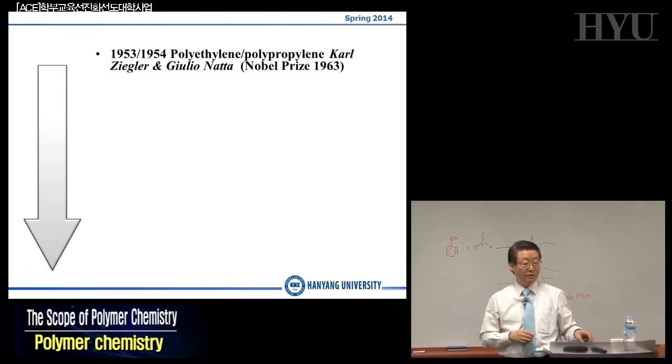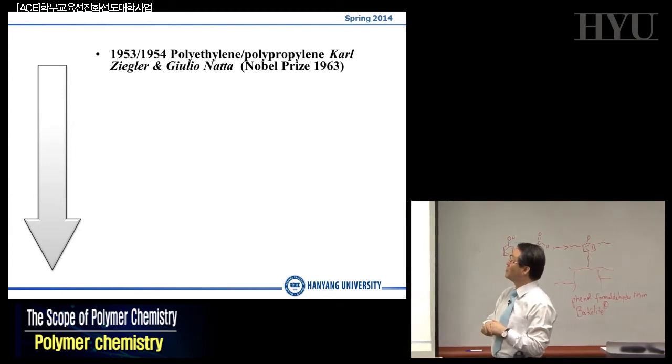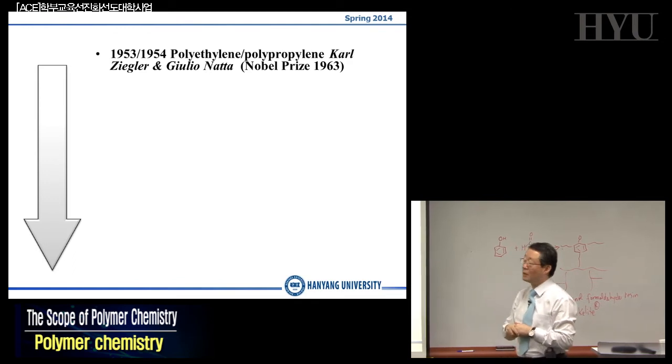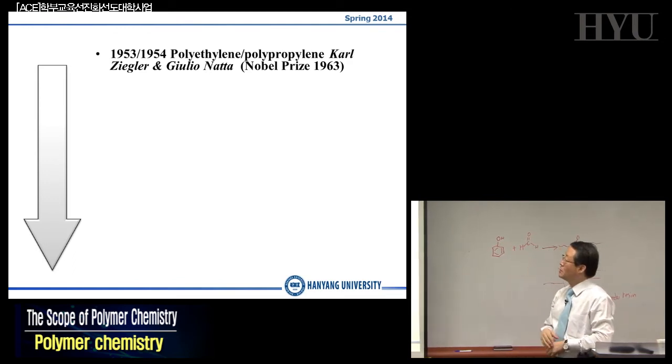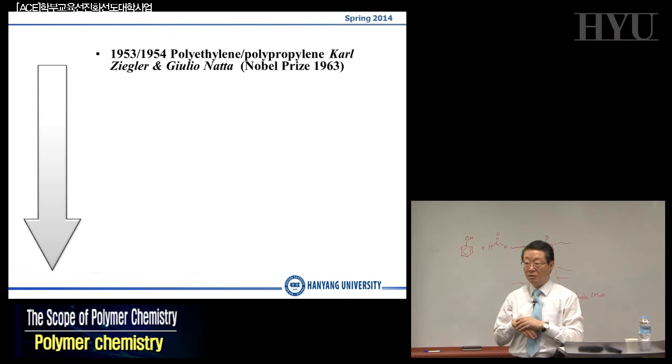And in the 1950s, these two chemists, Ziegler, a German chemist, and Natta, an Italian chemist, worked together on the catalyst to make tactic polypropylenes. Before the invention of these two gentlemen, you could only make atactic polypropylene. Or in the case of polyethylene, you could only make LDPE, low-density polyethylene.